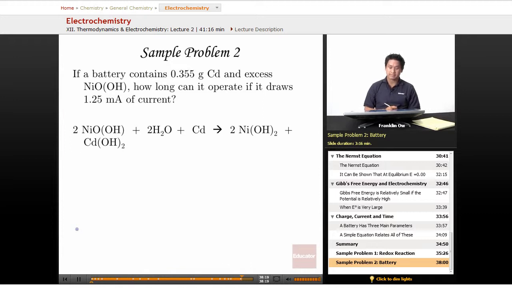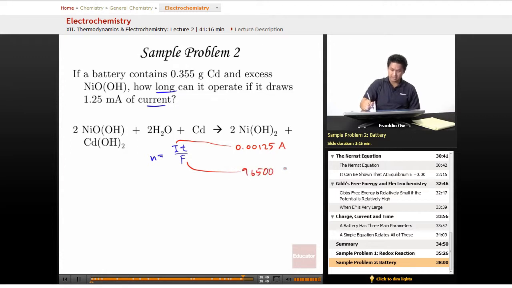Alright, so because this question mentions current and how long, there's only one equation that deals with that. That's n is equal to It over F. We know that I is amps, so that's going to be 0.00125 amps. And we know Faraday's constant already: 96,500 coulombs per mole of electrons. The question is asking us to solve for time, so t is going to be equal to nF over I. Alright, so all we need is n.